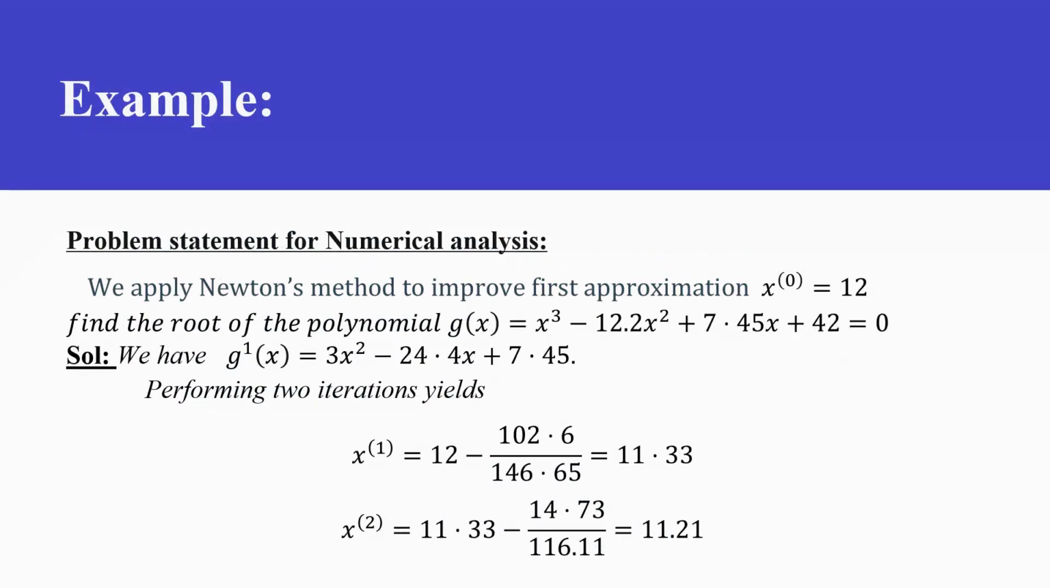This is the problem statement for numerical analysis. We apply Newton's method with first approximation x_0 = 12. Find the roots of the polynomial f(x) = x^3 - 12.2x^2 + 7.45x + 42 = 0. Here, first I will differentiate this function and then perform two iterations for that function using the same formula, which I already showed in the mathematical interpretation of numerical analysis.